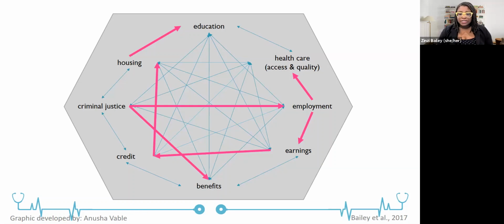And the criminal justice system also impacts your ability to access the social safety net. And not depicted in this graph, but especially important during our current polarized society, a felony conviction can also affect your ability to vote. These interactions work together to impact our health in a variety of ways.